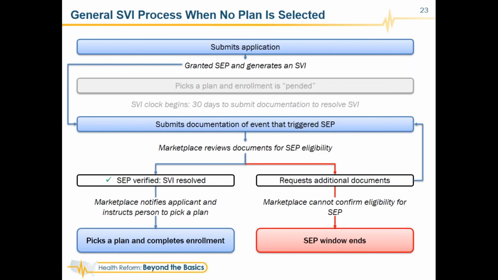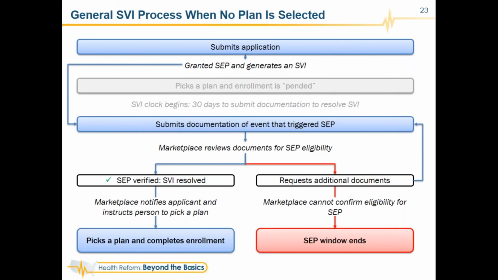But in this case, the marketplace notifies the applicant that the SBI has been cleared and also instructs the applicant to pick a plan. Then, let's say the consumer picks the plan, and then they would pay the premium to complete the enrollment. If insufficient documentation is sent, the marketplace will request additional documents.